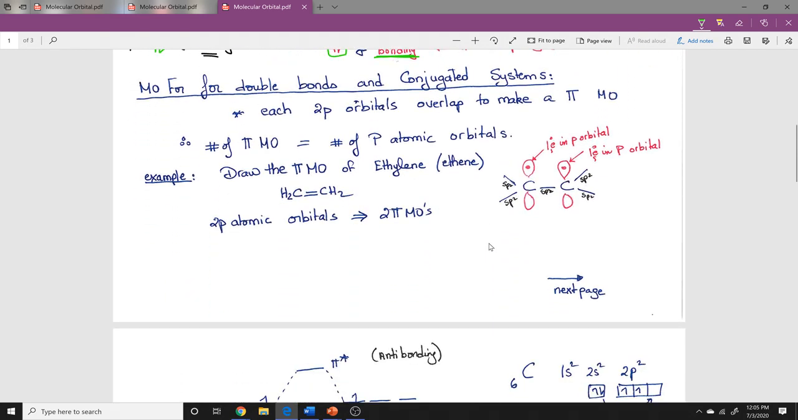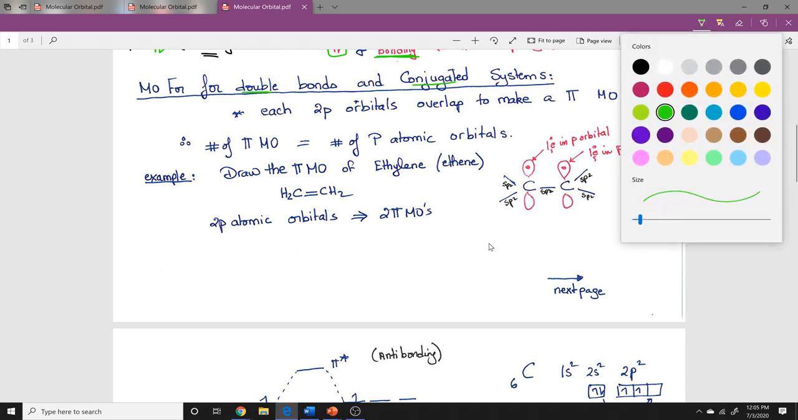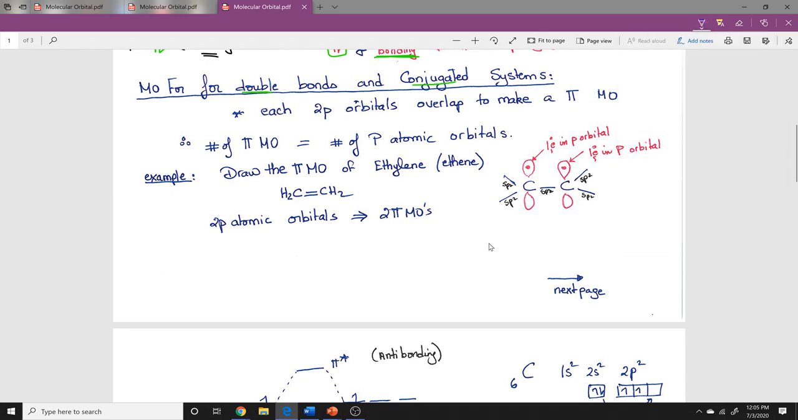In this chapter, we are interested in the molecular orbitals for double bonds and conjugated systems, since we are working with conjugated systems. So the rule says that in order to figure out how many pi molecular orbitals you have, you check how many p atomic orbitals you have, because the numbers are the same. The number of pi molecular orbitals is equal to the number of p atomic orbitals.